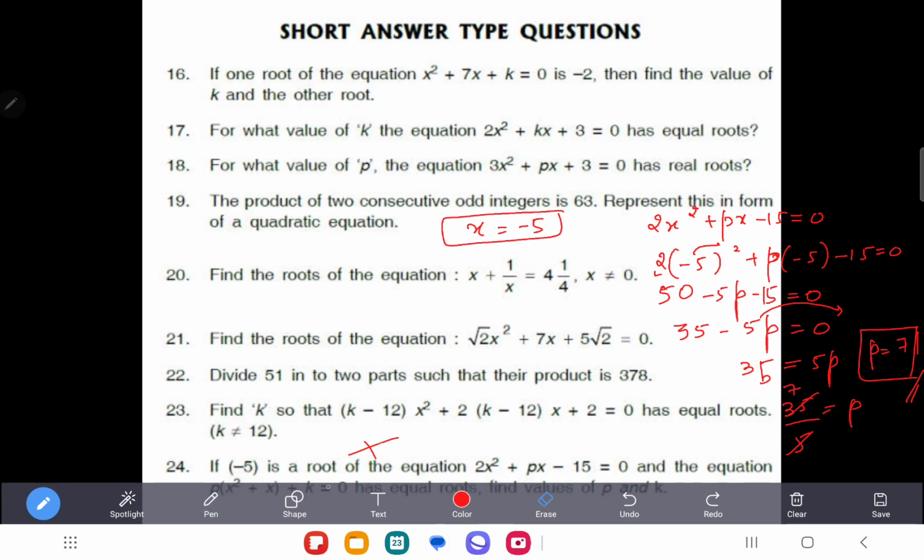Right? So this is how we sort of solve the questions. Understood or not? Up till now, are these questions clear or not?